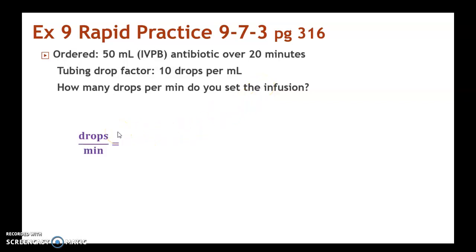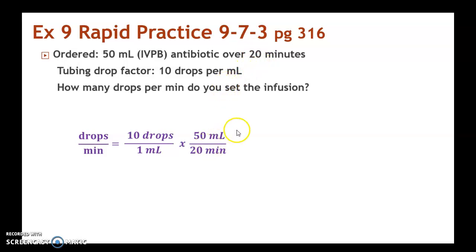So desired answer is drops per minute. First fraction is going to need drops at the top, right? We said that comes from your tubing drop factor. So we can write 10 drops over 1 milliliter. Since I put milliliter at the bottom, we know we need milliliters at the top of our next fraction. I said typically it comes from your order. Our order tells us 50 milliliters is supposed to take 20 minutes.